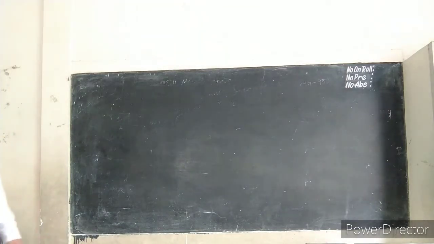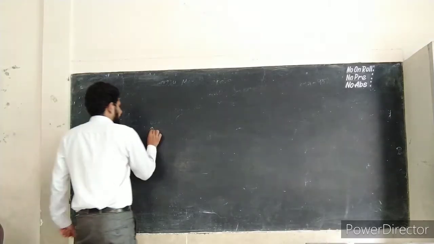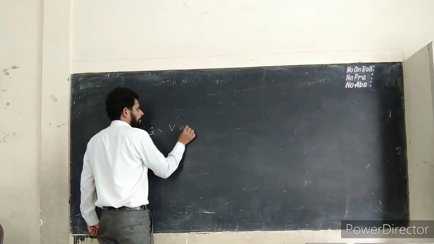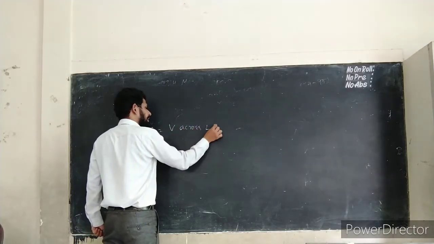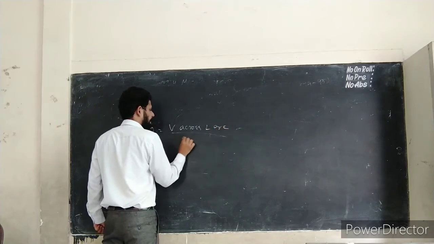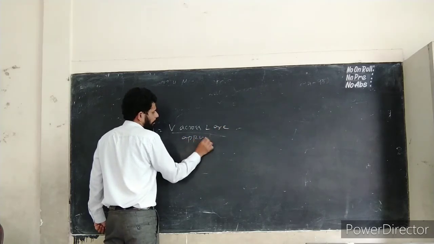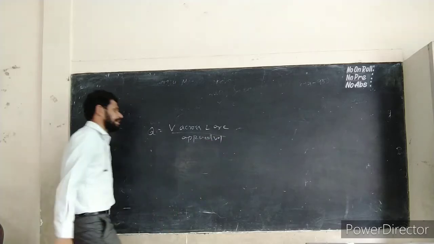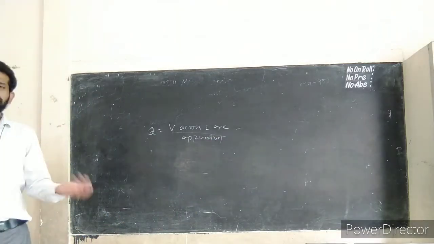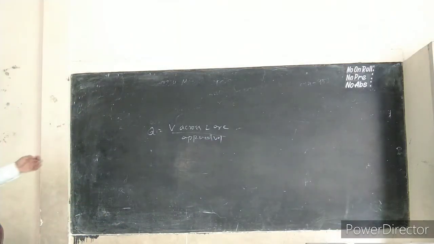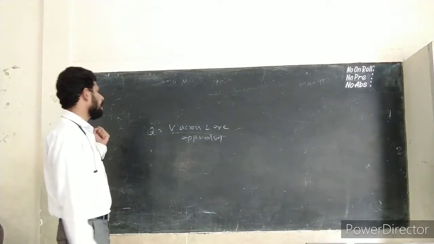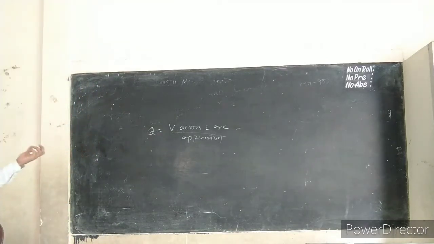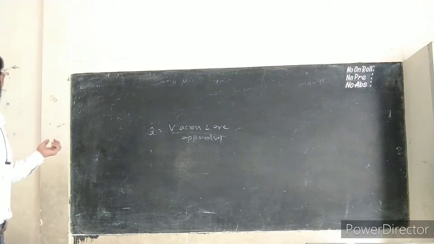What is the Q factor or quality factor? The Q factor is nothing but the voltage across the inductor or capacitor divided by the applied voltage. Right? So this one we call the Q factor. What is the use of Q factor? To determine the acceptance level or the sharpness of the radio.